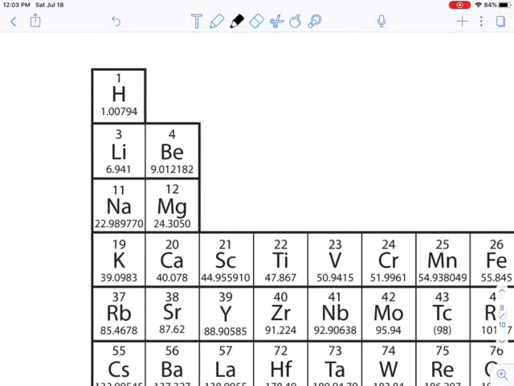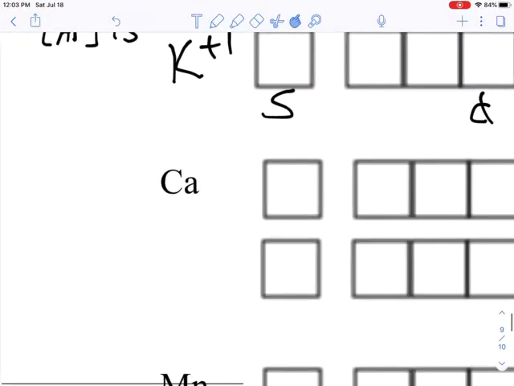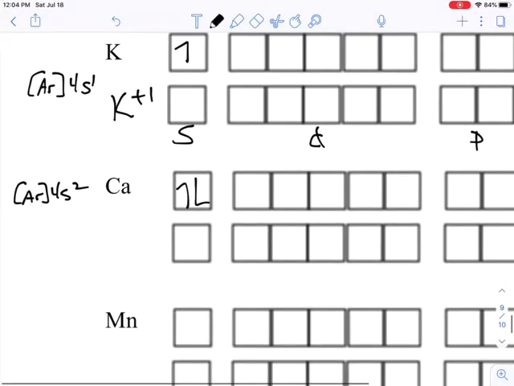What about calcium? Well, calcium is right next to potassium over here. So instead of it being 4s1, it's going to be 4s2. Okay, let's see. So this is going to be argon 4s2. So there is calcium. Well, what charge is calcium going to go to? Well, look, there's only two electrons there, so you've got to lose those two electrons.